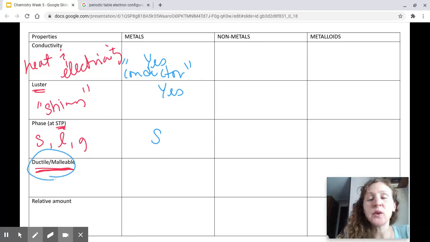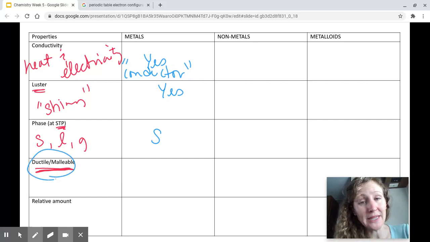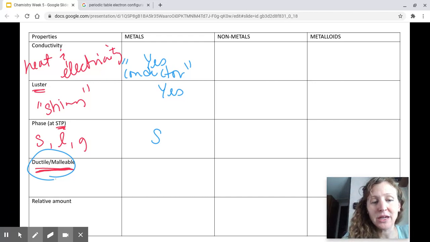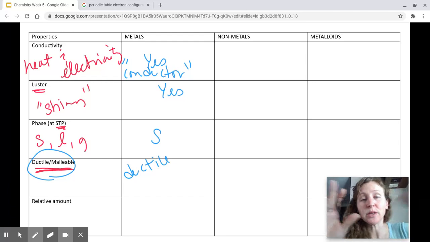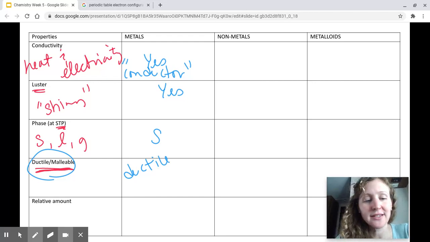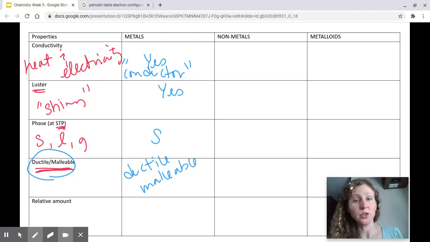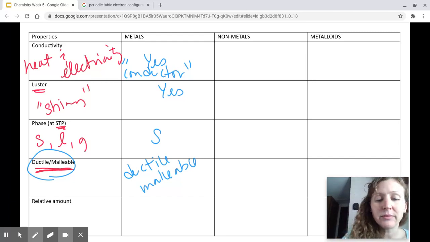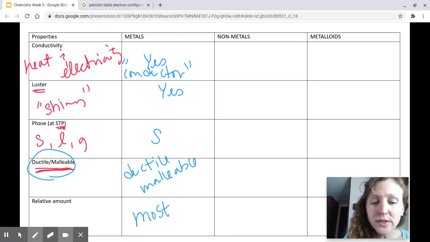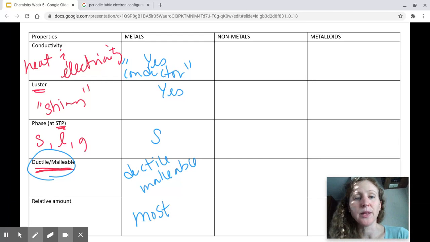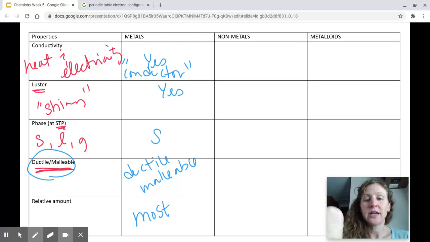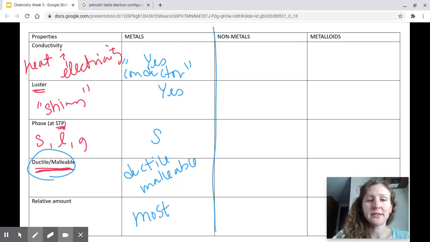Malleable and ductile. If you hit metals with a hammer, it bends. So yes, metals are ductile. They are able to be pulled into wires. Yes, metals are malleable. If you hit them with a hammer, you can pound them into a sheet. They don't shatter. And then, like we just said, most elements on the periodic table are metals. Okay, let's go to nonmetals next.